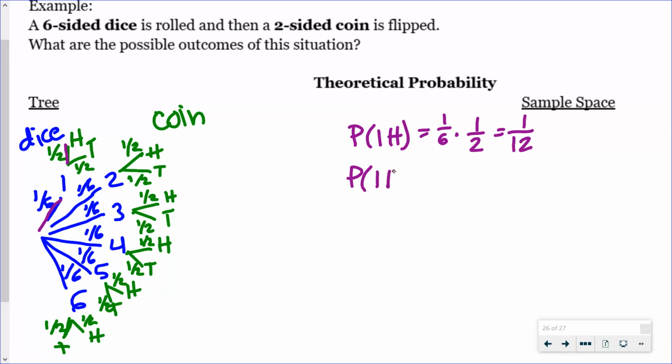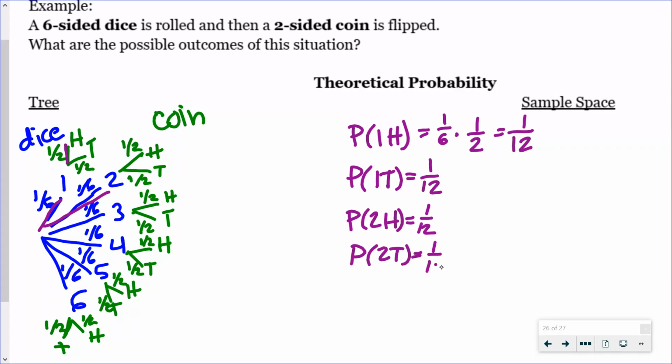So if I don't roll heads, I roll tails, and I get a 1/12 chance. Next, I go to my next branch. Probability of 2 and heads is a 12th. Probability of 2 and tails is also 1/12, and we keep going on. You should continue to write all your outcomes so that you have a total of 12 pieces in your sample space. Okay?